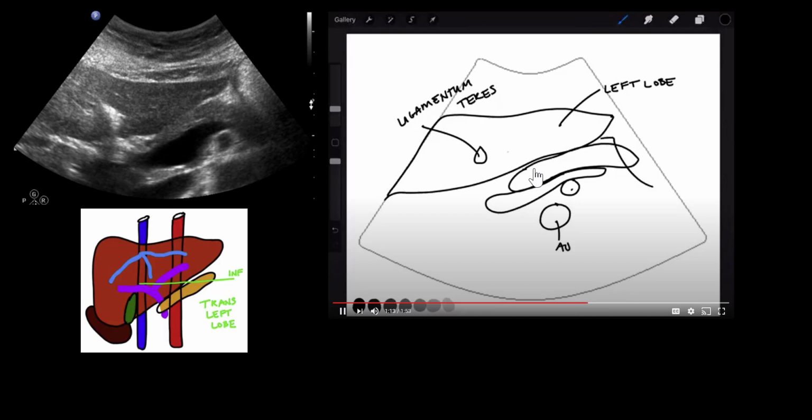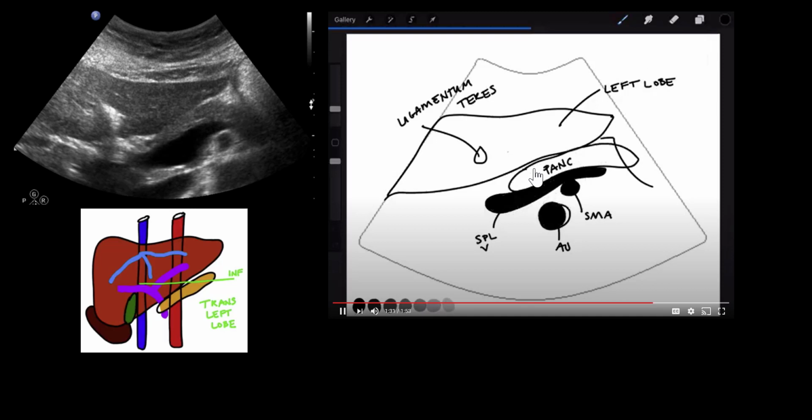We again can see the aorta in this view, the SMA or superior mesenteric artery, the splenic vein as it's heading towards the portal confluence, and the pancreas. Remember this view when you're having a hard time finding the pancreas.